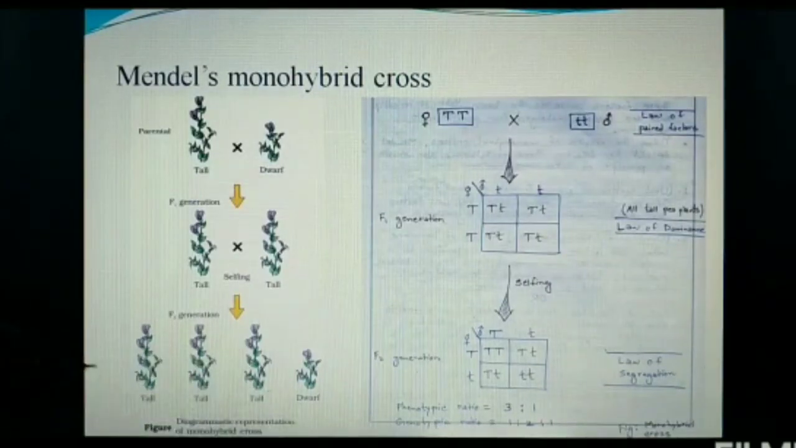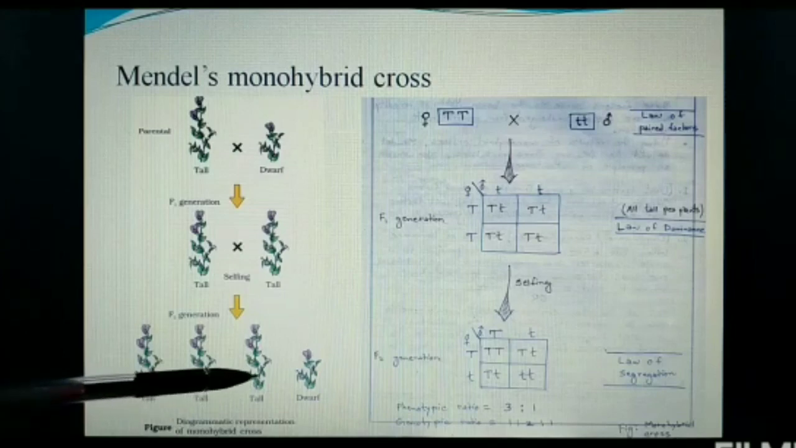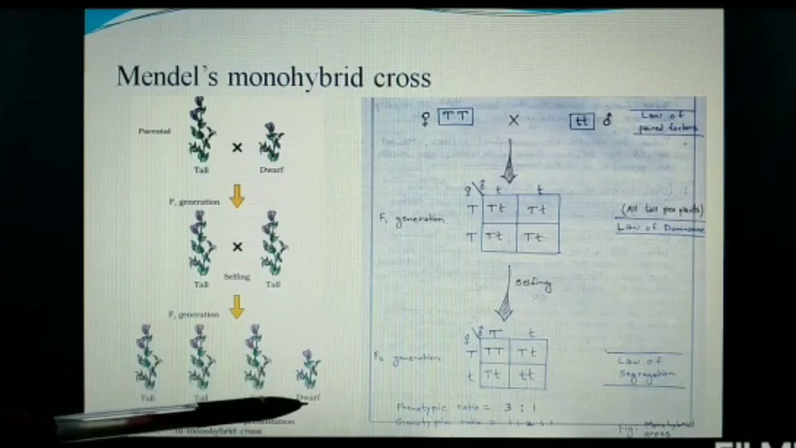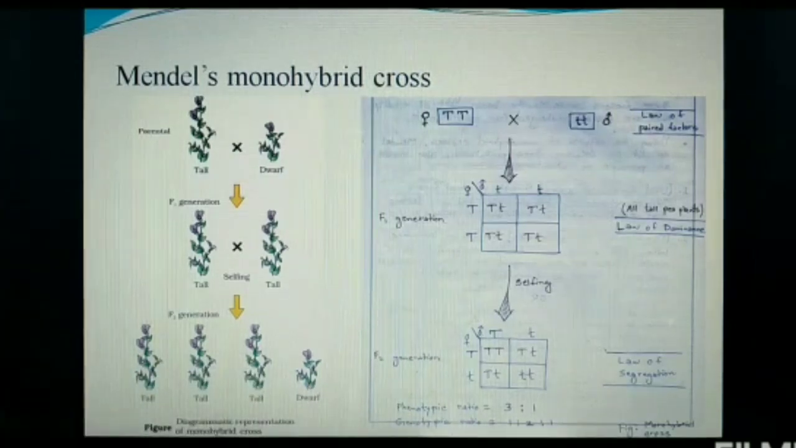two different types of plants. Some plants were tall and a few plants were dwarf, in the ratio of 3:1. That means out of 4 plants, he got 3 tall plants and 1 dwarf plant.